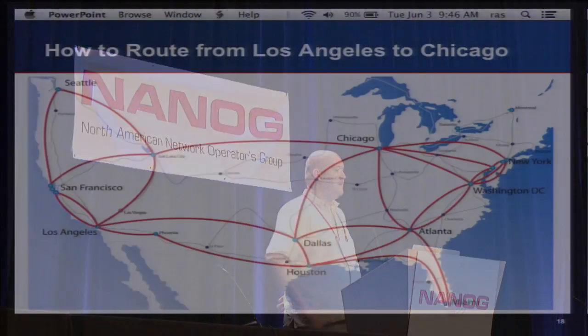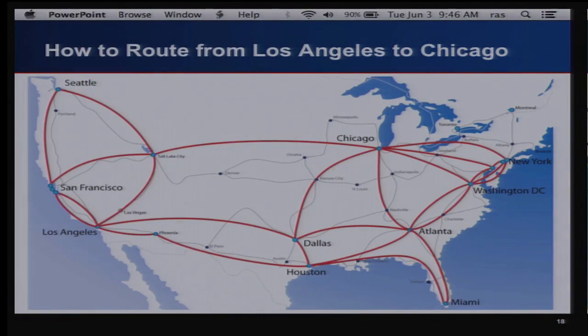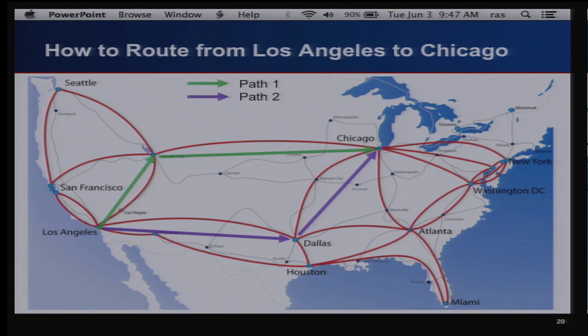So here's an example of a very simplistic network. How would you route from Chicago to Los Angeles? Very simple network. Or Los Angeles to Chicago. So here might be the very shortest path. You have one circuit to Salt Lake City and you have another Chicago, and that might be a certain latency. But you could also go this way, and this might only be 2 milliseconds higher. And so that might be a very perfectly acceptable route.